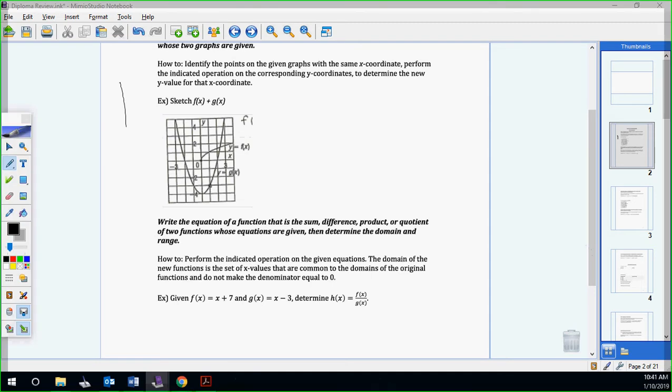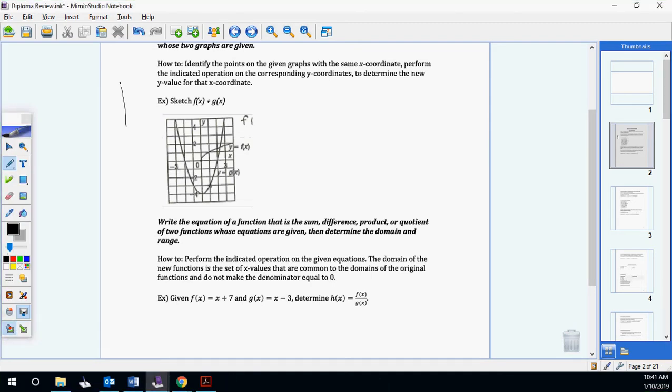So don't need that anymore. Sorry, not PDF. Okay, and let's make this a little bit darker.